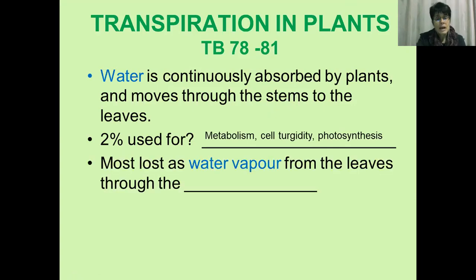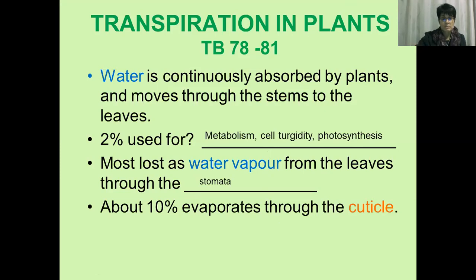Okay, but we know that that 98 or so % of water that is absorbed by the roots is lost from the leaves as water vapor, not liquid water, and it happens through the stomata, okay, and we call that transpiration. So also about 10% of water in the cells of the plant evaporates through the cuticle, because the cuticle on the leaves or green stems does reduce transpiration, all right, but some transpiration still occurs.